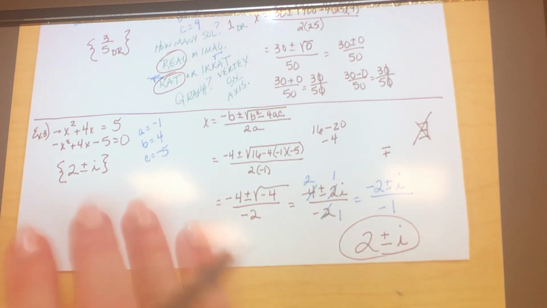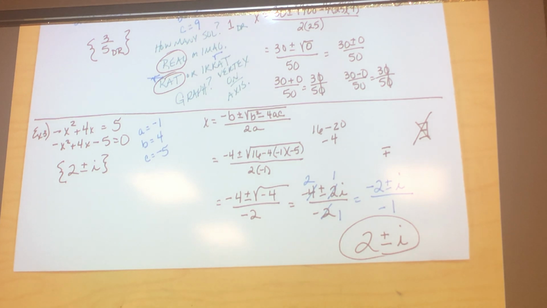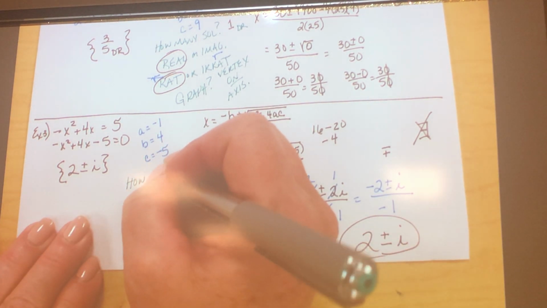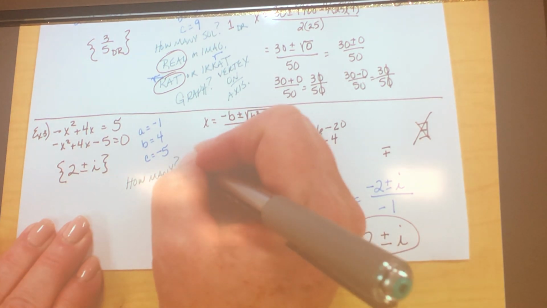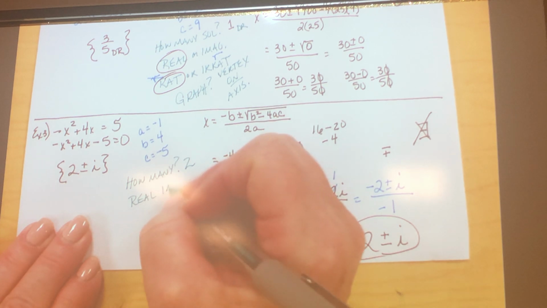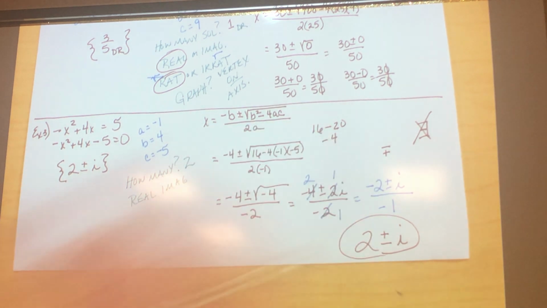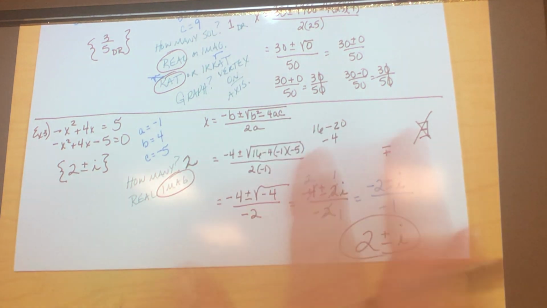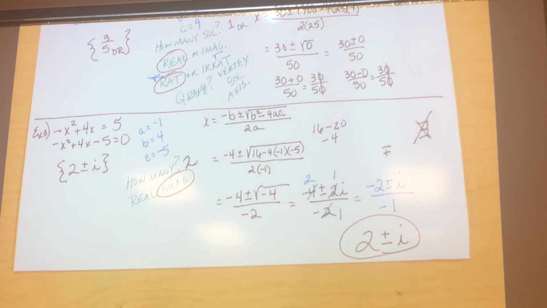Okay? All right. Now, here are my questions. Are you ready for my questions? How many solutions? 2. Very good. Real or imaginary? Now, if they are imaginary, then I don't tell whether they're rational or irrational.